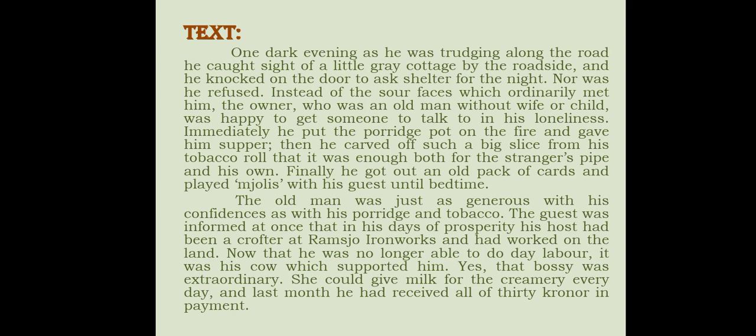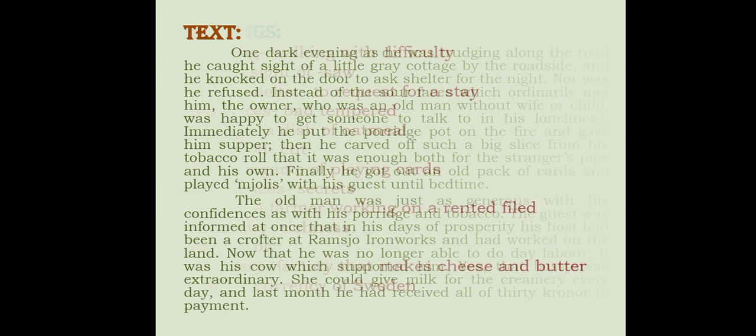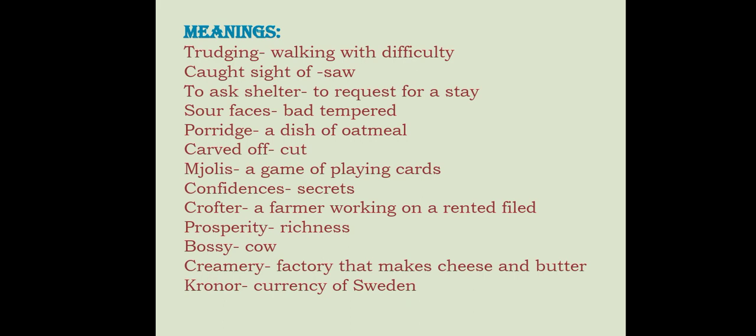The old man, the owner of the cottage, voluntarily told him many of his secrets. This was similar to giving shelter and a lot of food to his guest. The rattrap maker was informed that in the past the cottage owner was a rich person. He had taken a piece of land on rent at Ramsjo ironworks and used to live and do farming on that land. Now the crofter was not able to do hard work. His cow was supporting him, and he said that his cow was extraordinary. She used to give him milk every day. He sold that milk to the creamery. That factory makes cheese and butter. Last month he had received 30 kronor from the creamery. This kronor is a currency of Sweden, children.